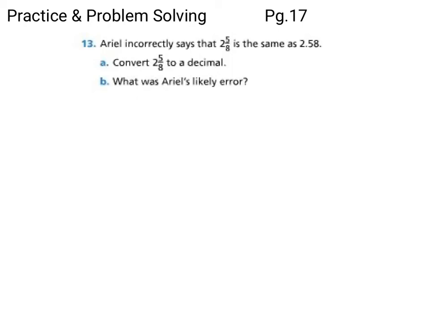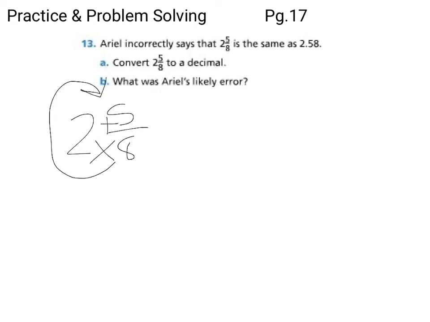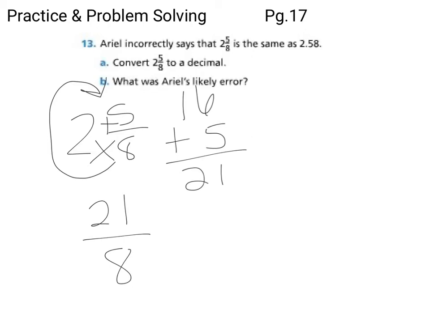Number 13. Ariel incorrectly says that 2 and 5/8 is the same as 2.58. Convert 2 and 5/8 to a decimal. So let's do that first. So 2 and 5/8. This one we use our backwards C. We do 2 times 8 plus 5. So 2 times 8 we know is 16 plus 5 is 21. So 2 and 5/8 as a fraction is 21/8. It's an improper fraction, but we can still work with it.